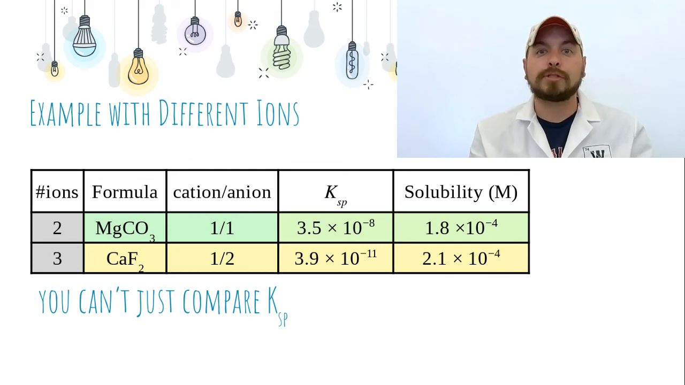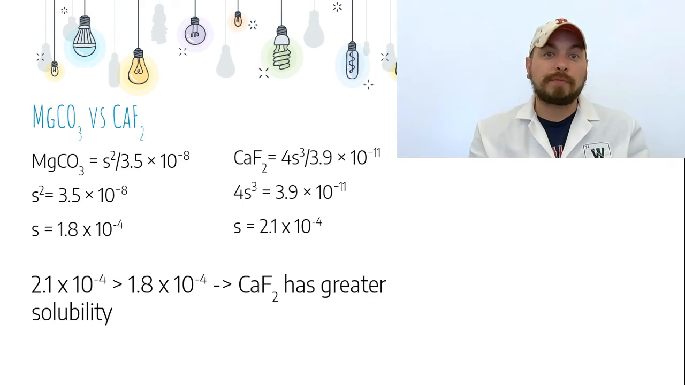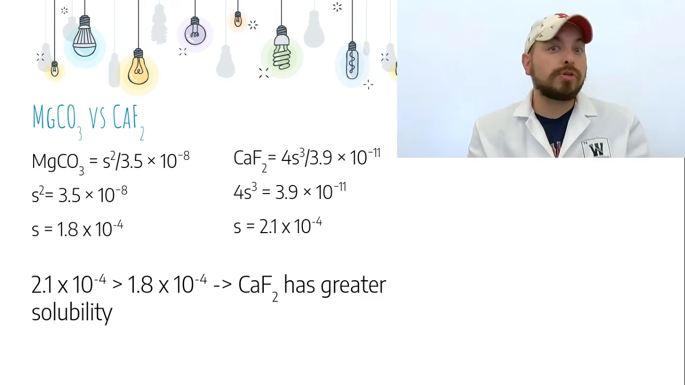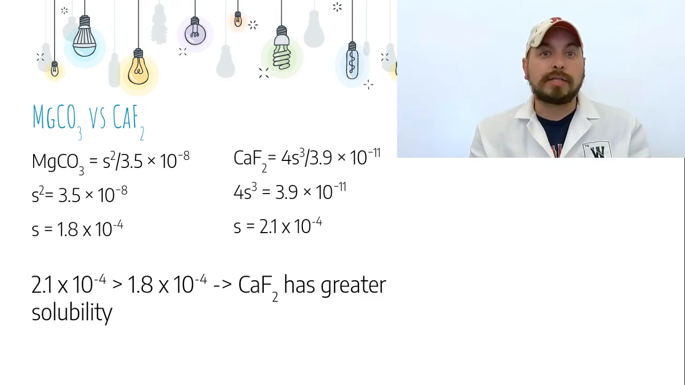That means we have to solve for our s values in each situation. To solve for the s value of my magnesium carbonate, I'm going to take the square root of the Ksp, because Ksp is equal to s squared. So therefore, the square root of my Ksp in this case is going to equal 1.8 times 10 to the negative 4th. For the calcium fluoride, the Ksp is equal to 4s cubed. So what I need to do is take my Ksp, divide it by 4, and then take the cube root, or raise it to the 1/3 power.